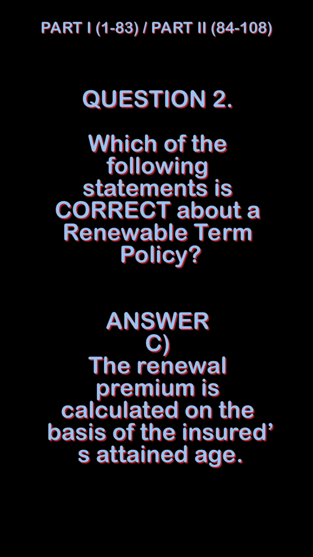Question 2. Which of the following statements is correct about a renewable term policy? Answer C. The renewal premium is calculated on the basis of the insured's attained age.